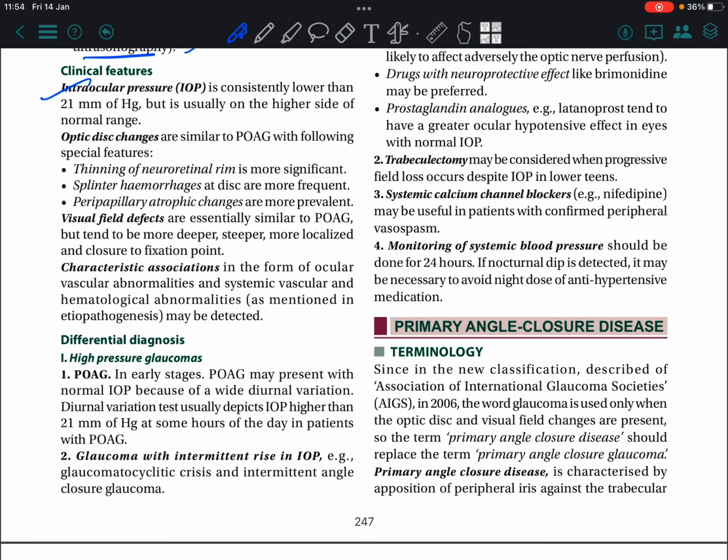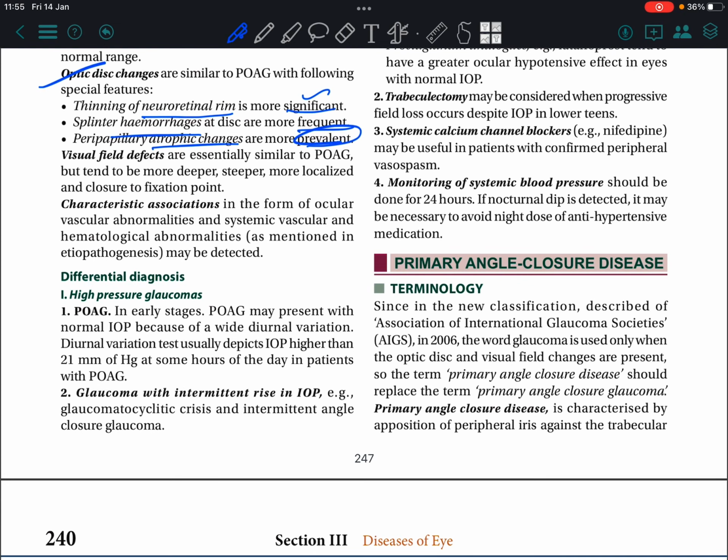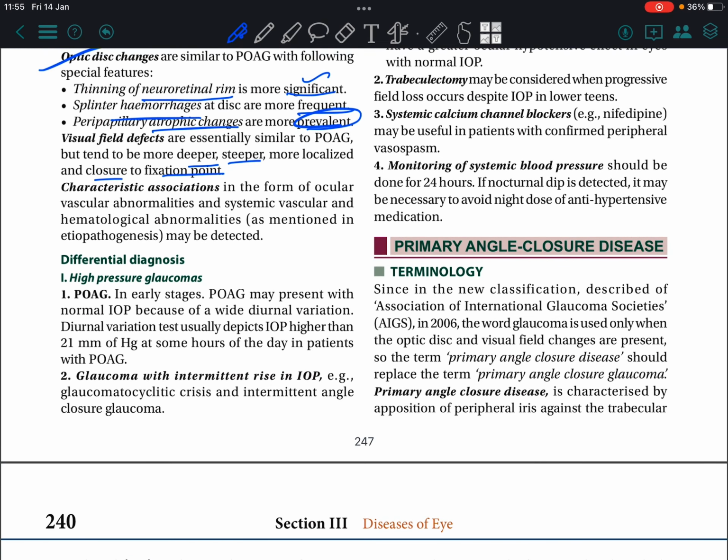Clinical features: intraocular pressure is lower than 21 mmHg. Optic disc changes: thinning of neuroretinal rim is more significant. Splinter hemorrhages at disc are more frequent. Peripapillary atrophic changes are more prevalent. Visual field defects are essentially similar to POAG but tend to be deeper, steeper, more localized and closer to fixation point. Characteristic association in the form of ocular vascular abnormalities and systemic vascular and hematological abnormalities may be detected.